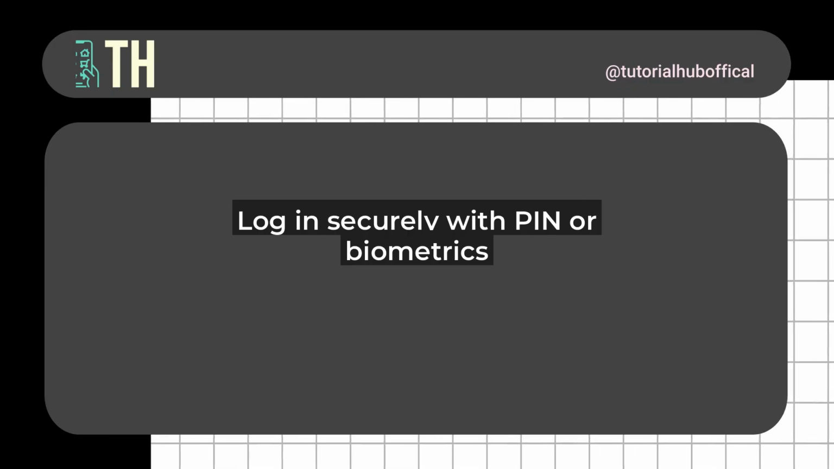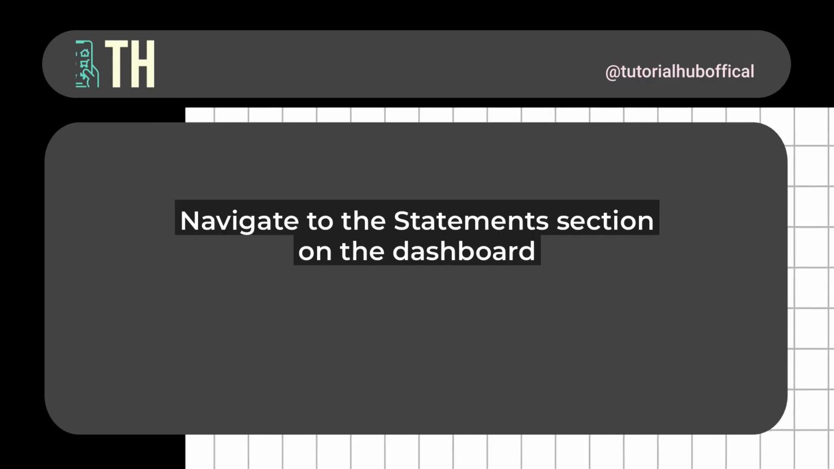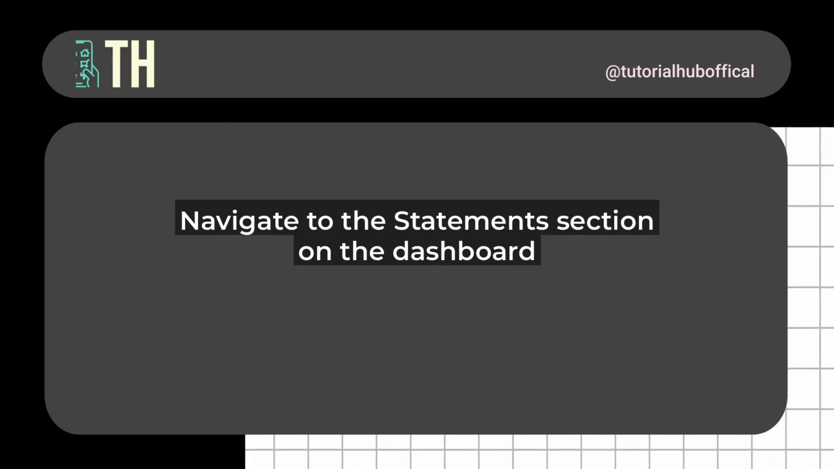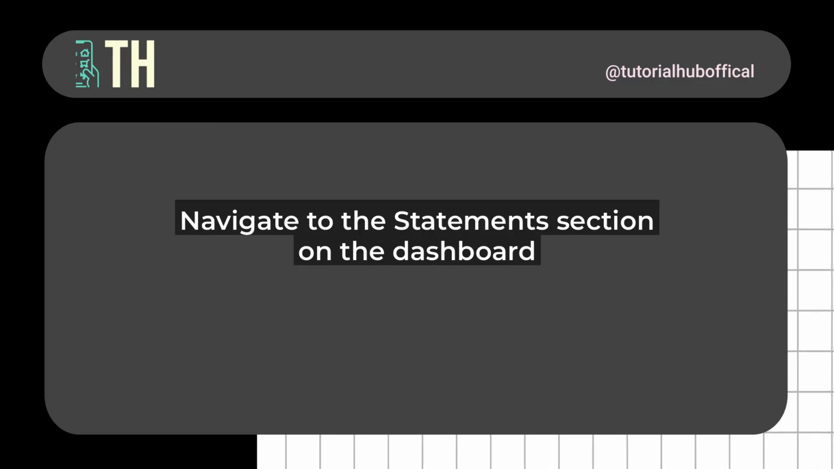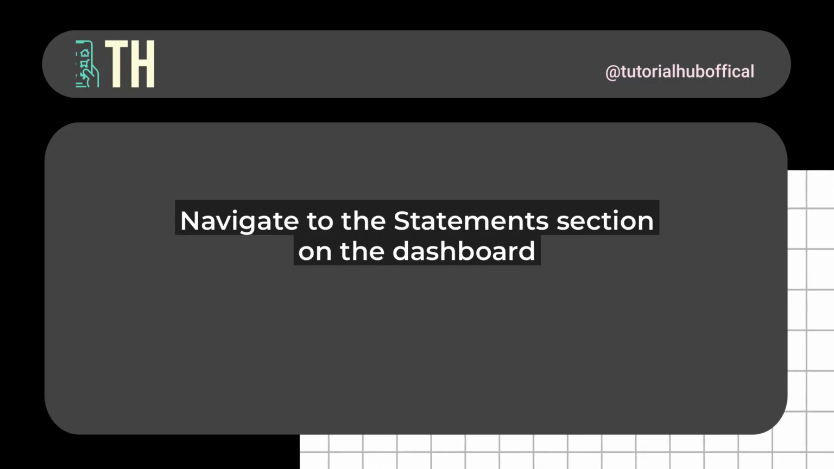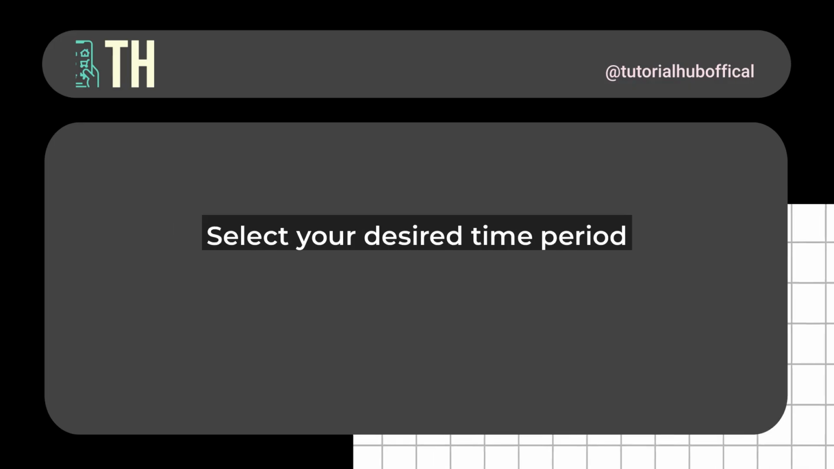Now that you're logged in, look for the main dashboard. You'll see an overview of your balance and recent transactions. To access your statements, tap on the Statements or Account History icon, usually found in the menu at the bottom or side of the screen. In 2025, Monzo has made this even more intuitive with quick filters.